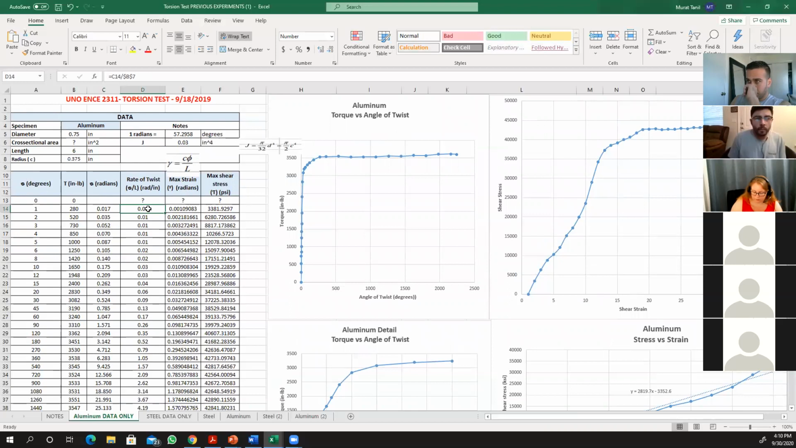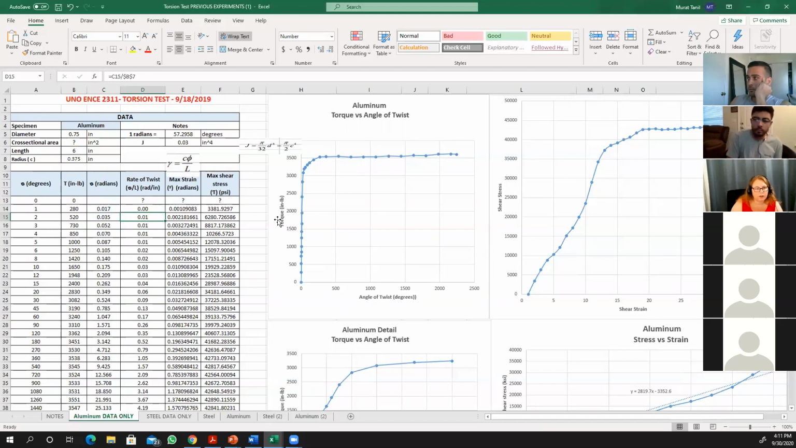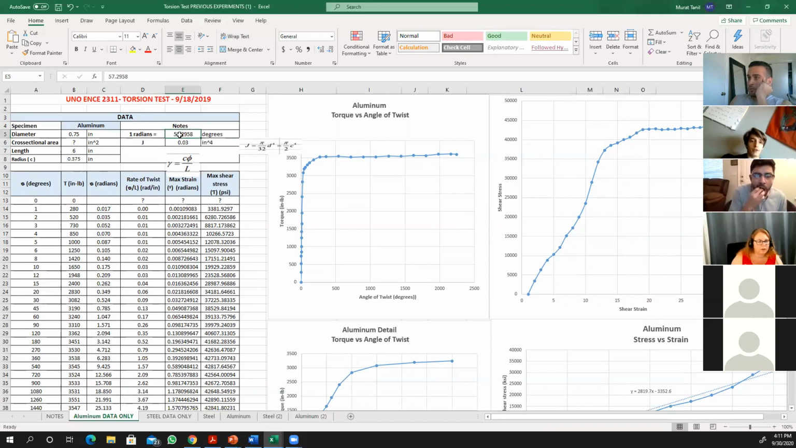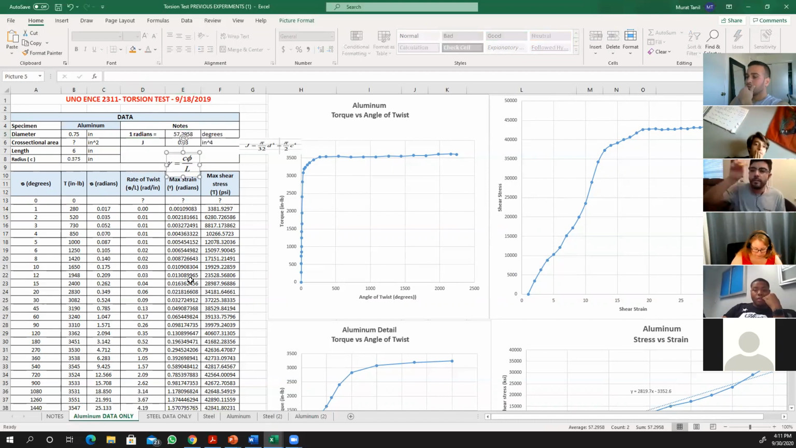So rate of twist calculation. It is the deformation in radians divided by the gauge length. It's one equation. And then those radians, where did you pull the radians from? Like, what's the equation for it? This is the conversion. One radian is 57.39 degrees, so you just convert it. That's it.